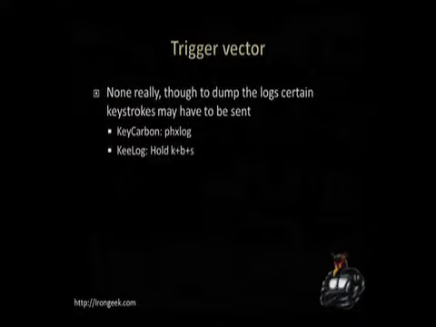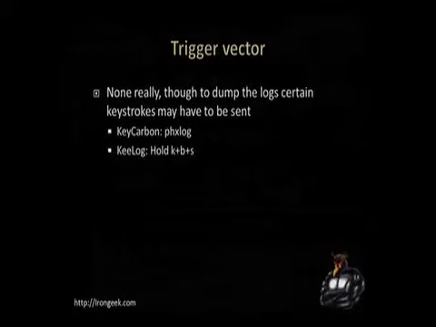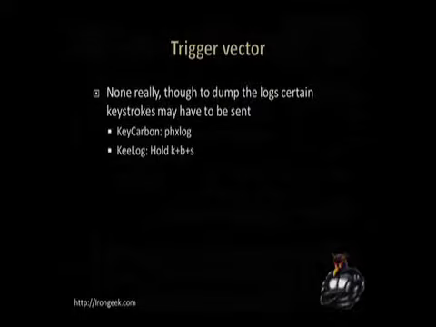All right, trigger vectors. They don't really have a vector as far as logging. Essentially, they just log everything that goes through them. But to actually recover stuff, you hit a certain key combination. For instance, in the case of KeyCarbon, by default, you type in phx log, and it starts typing out the stuff for you. In the case of the KeyLog, which in my personal experience has been one of the better ones as far as price to performance, you hold down KBS, and it becomes a thumb drive. You can copy off a text file. By the way, these key sequences can be changed.